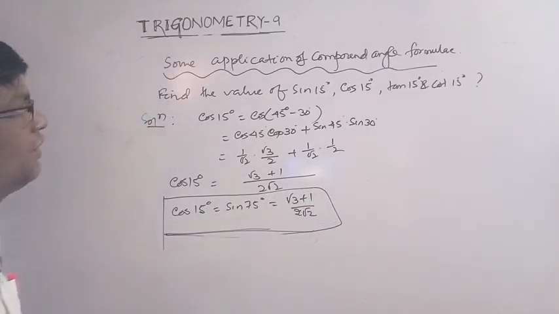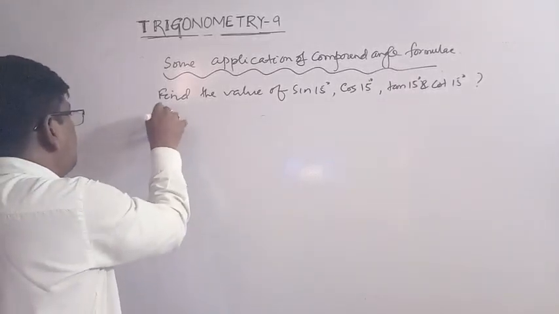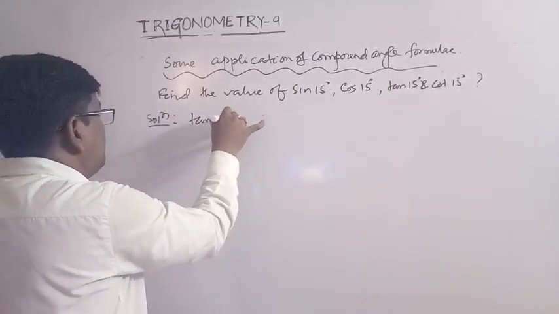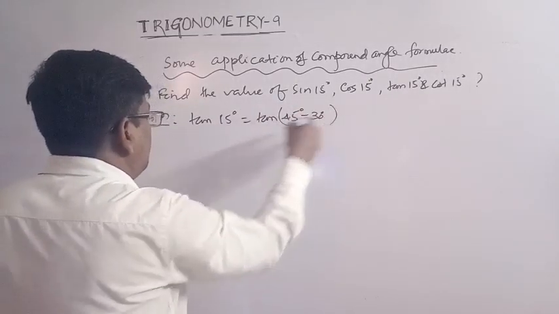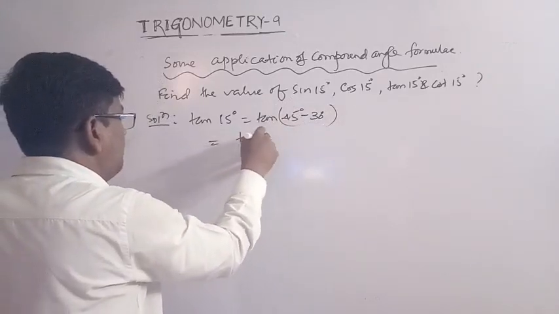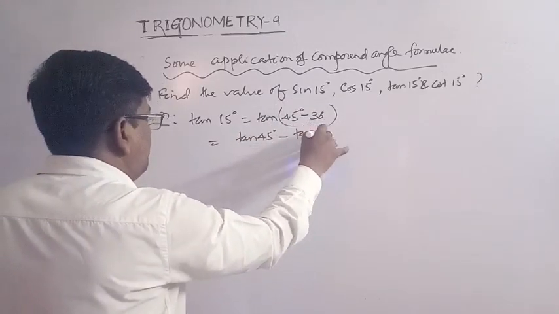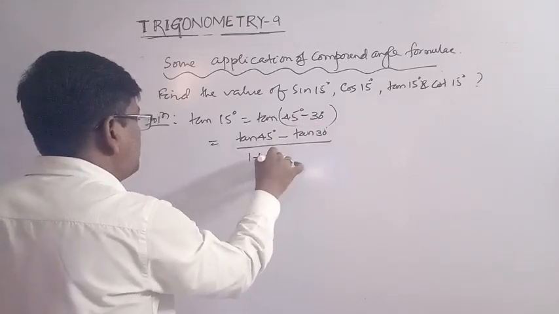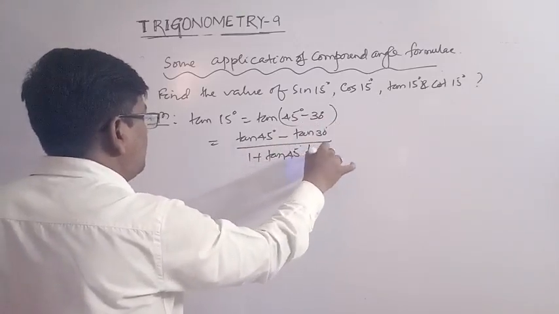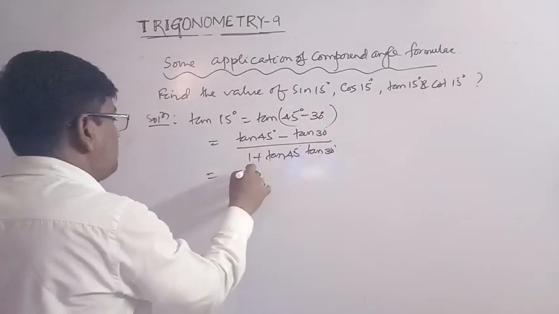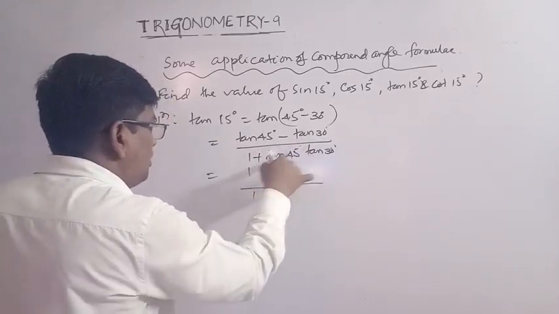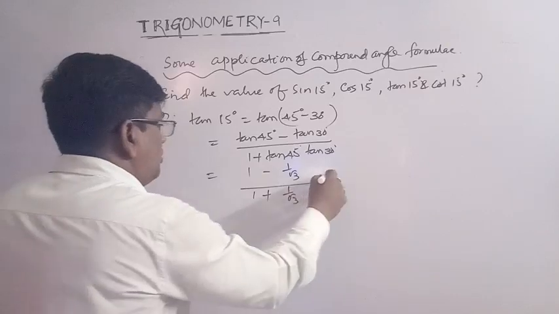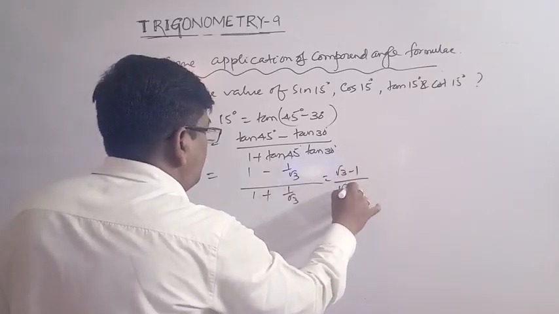Now tan 15 degree. Solution, tan 15 degree. Tan 15 degree is equal to what? Tan of 45 degree minus 30 degree. Okay. Now apply the tan A minus B formula. Tan A means tan 45 degree minus tan B means tan 30 degree, divided by 1 plus tan 45 degree into tan 30 degree. So tan 45 means 1, minus tan 30 means 1 by root 3, divided by 1 plus 1 into 1 by root 3, that is 1 by root 3. So this is equal to root 3 minus 1 by root 3 plus 1.